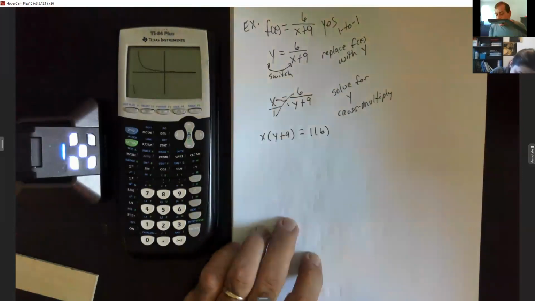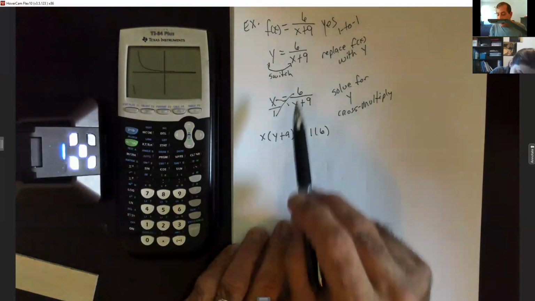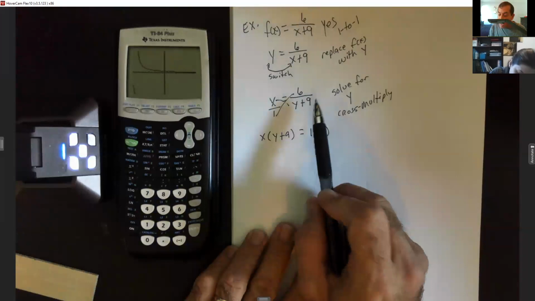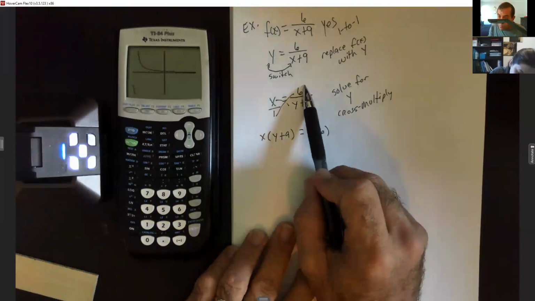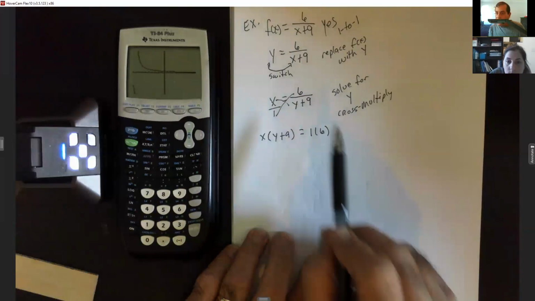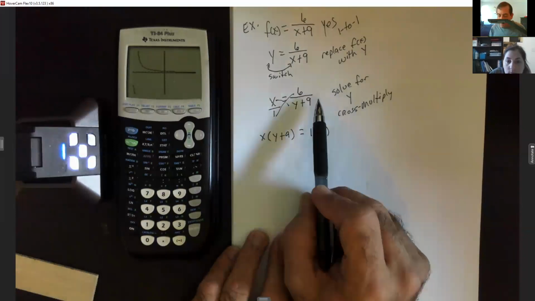So cross multiplying eliminates fractions. The top of one fraction times the other fraction's bottom, and then the top of that fraction times the first fraction's bottom. Cross multiplying. And it only works when you got a fraction equal to a fraction, okay?